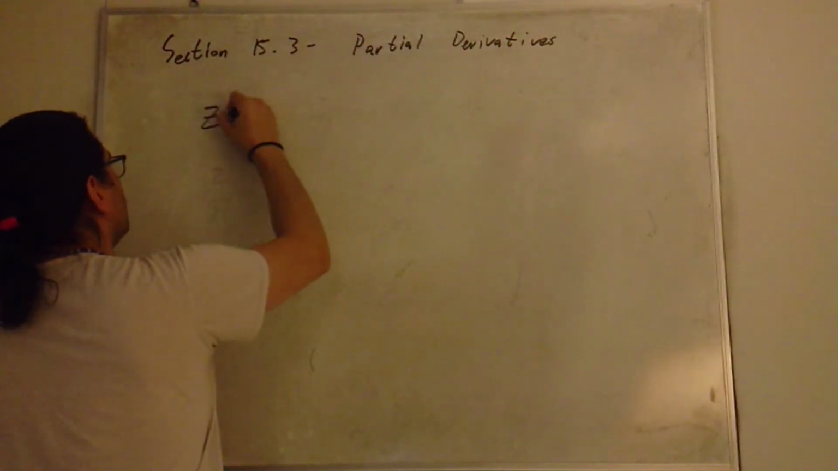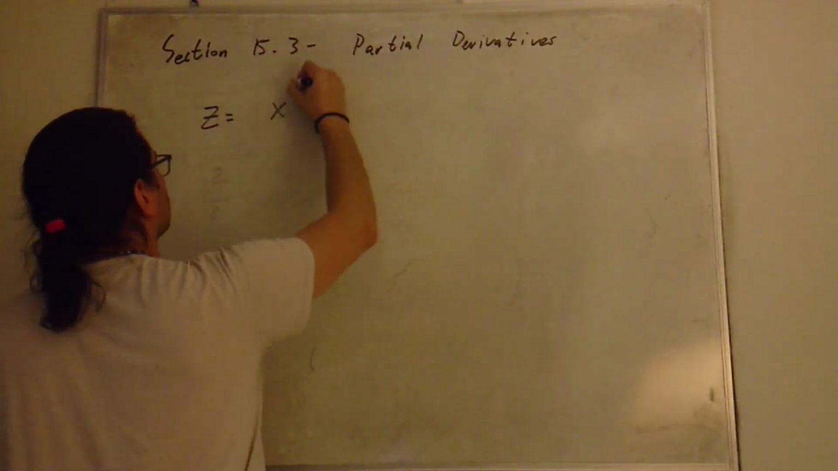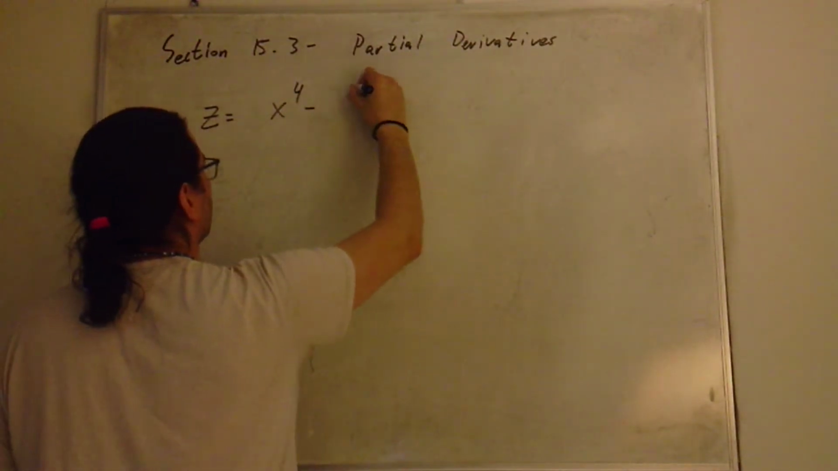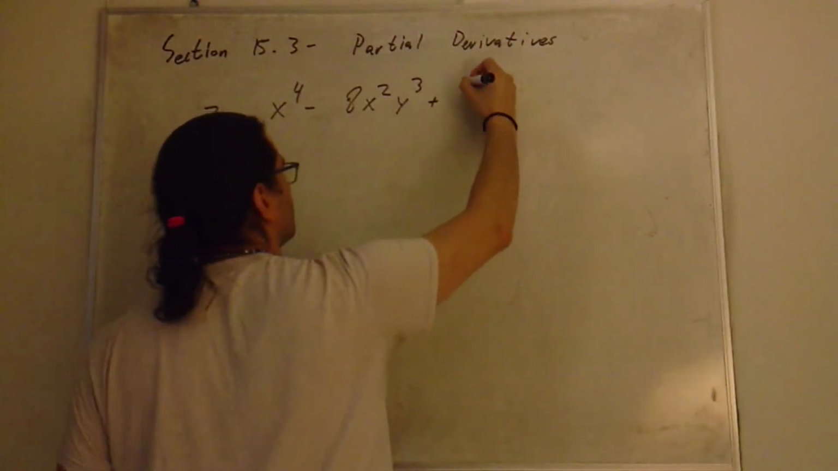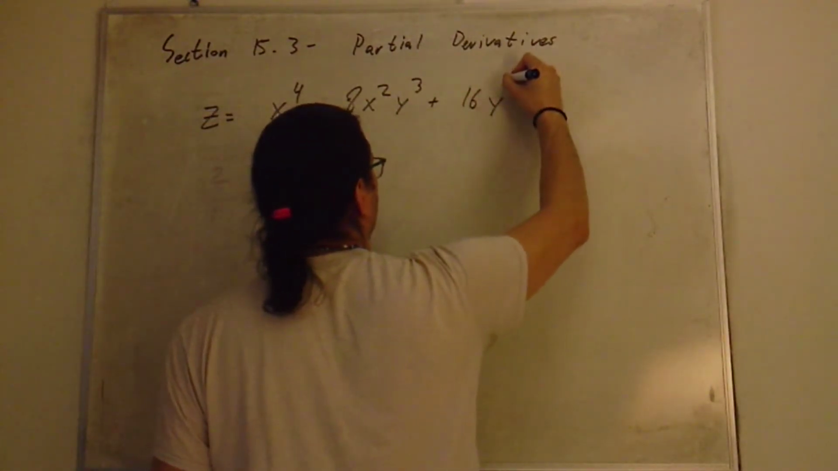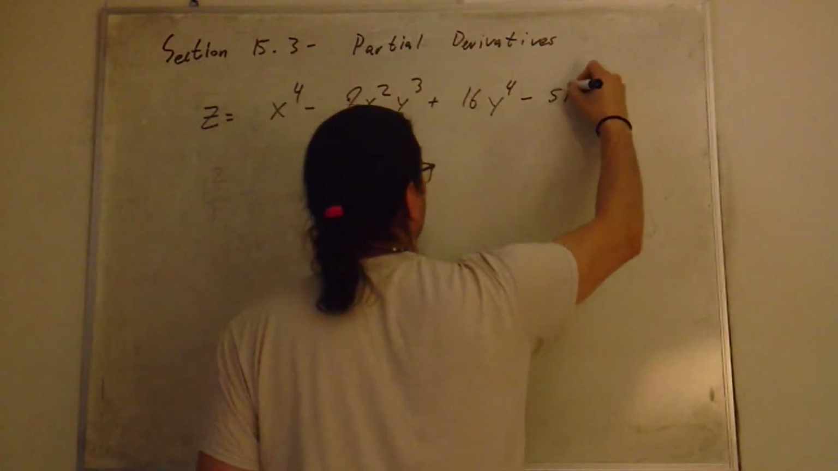Let's do z equals x to the 4th minus 8x squared y cubed plus 16y to the 4th minus the sine of x.